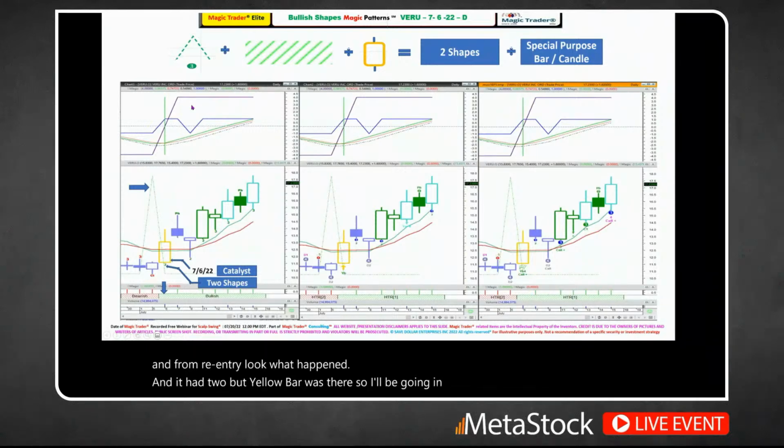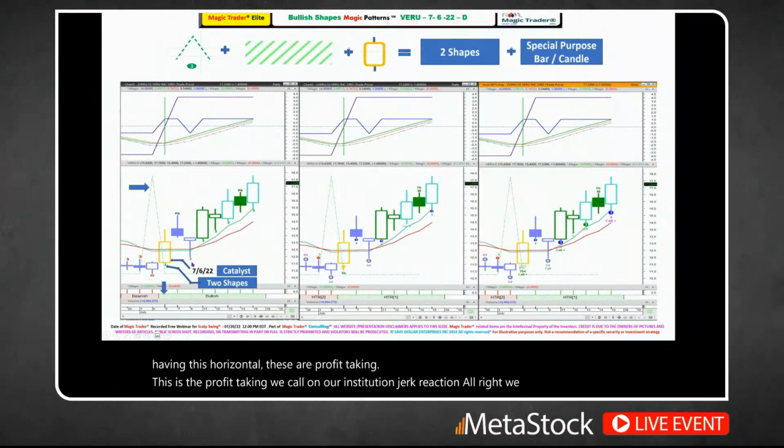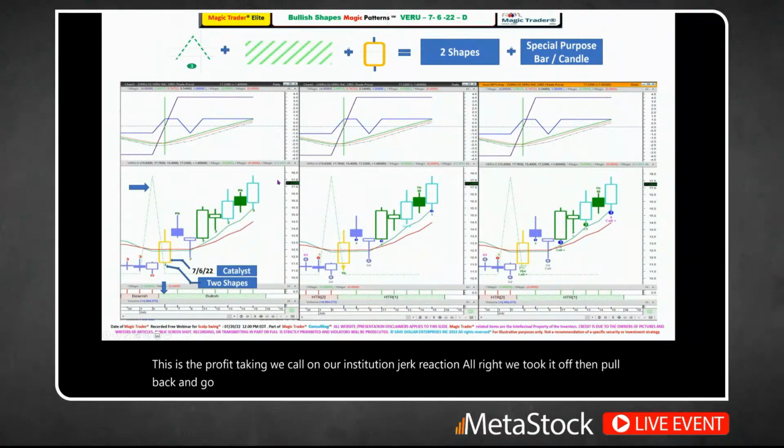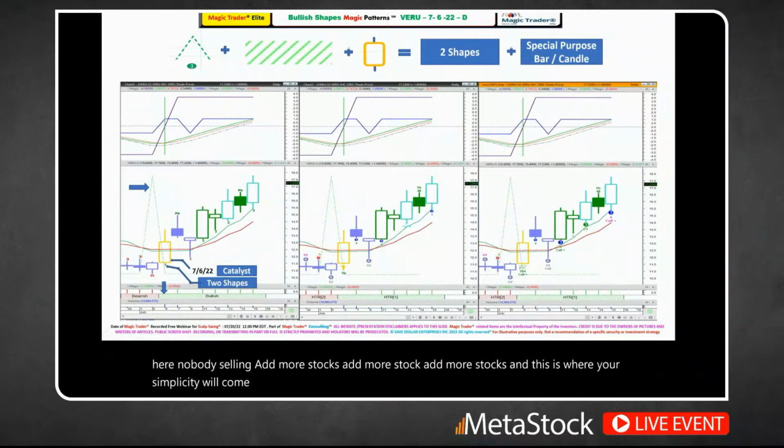Usually the V shape and having this horizontal, these are profit taking. This is the profit taking. We call it an institutional jerk reaction. We jerk it off, then pull back and go back. Another way to enter it, look at the number. Number 3 is there, so you enter here. Nobody's telling you no. Add more stock, add more stock. And this is where your simplicity will come in. You don't need to make a project, but don't overdo it.